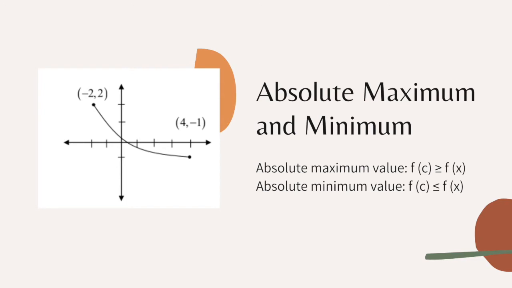A function f has an absolute maximum value on an interval I if there is some number c in I such that f of c is greater than or equal to f of x for each x in I. And the function f has an absolute minimum value on an interval I if there is some number c in I such that f of c is less than f of x for each x in I. For example, in our figure, we see that the graph of a function attains its optimal values at the endpoints of the closed interval, where 2 and -1 are the absolute maximum and absolute minimum values on the interval -2 and 4. So in solving optimization problems, we take a look at our sample.